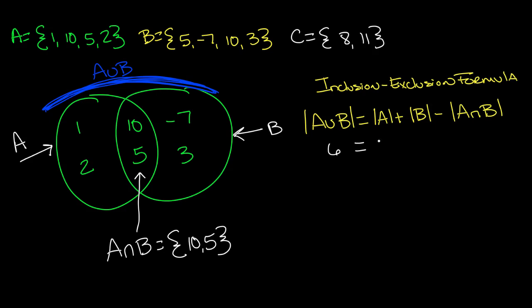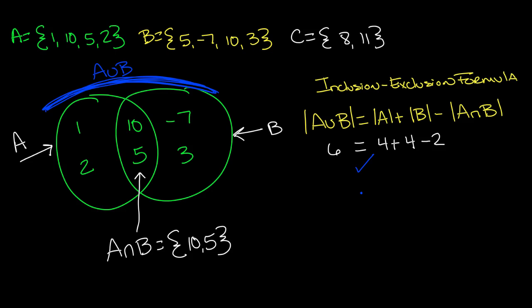Cardinality of A, 1 and 2 and 10 and 5, is equal to 4. Cardinality of B, 10 and 5 and minus 7 and 3, is equal to 4. And the cardinality of A intersect B, 10 and 5, is 2. So we're basically asking, is 6 equal to 4 plus 4 minus 2? And, yep, turns out that's true.